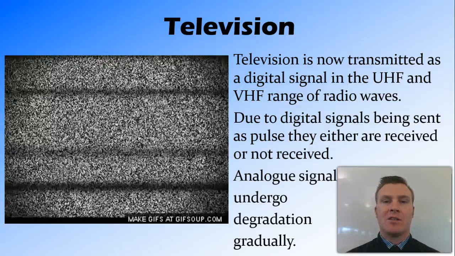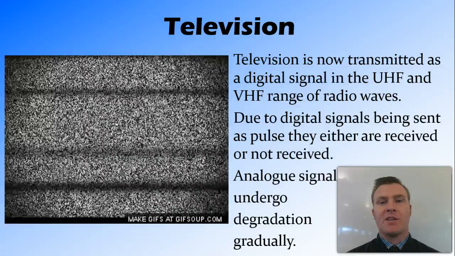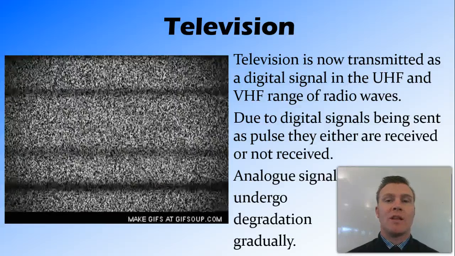Whereas with an analog signal, the original signal, which was an up and down or a change in voltage, gradually undergoes degradation. So you could get anywhere from static to full picture. Whilst with a digital television, you either get picture or you don't. It totally turns off.